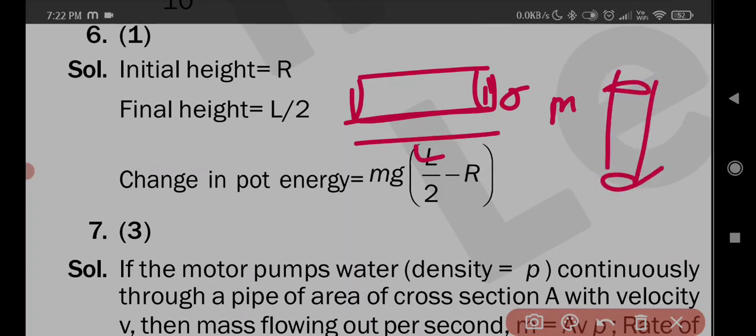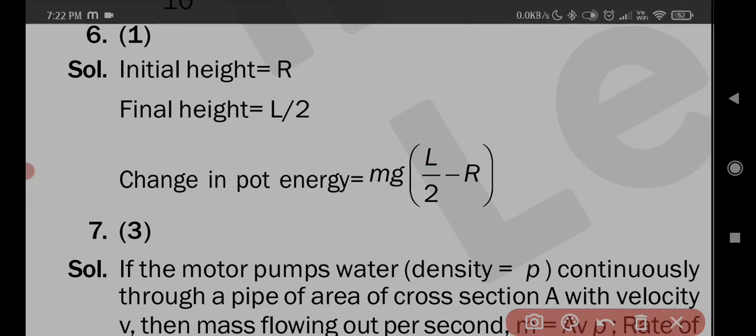If you see, the initial height of the center of mass from the ground is just the radius, R. The final height, taking the center of mass, will be L by 2. What will the change in potential energy be? Before, it was mgR.